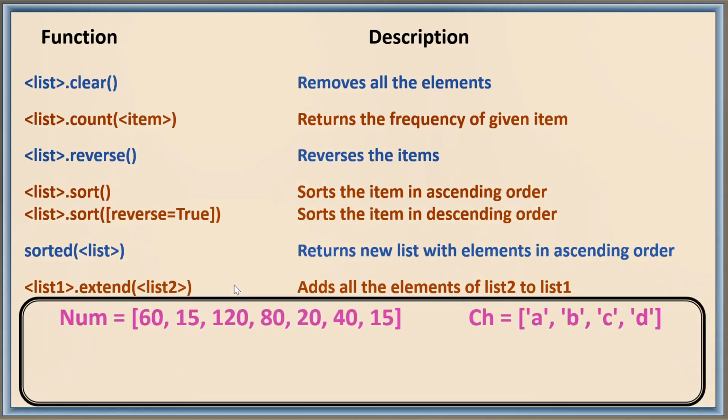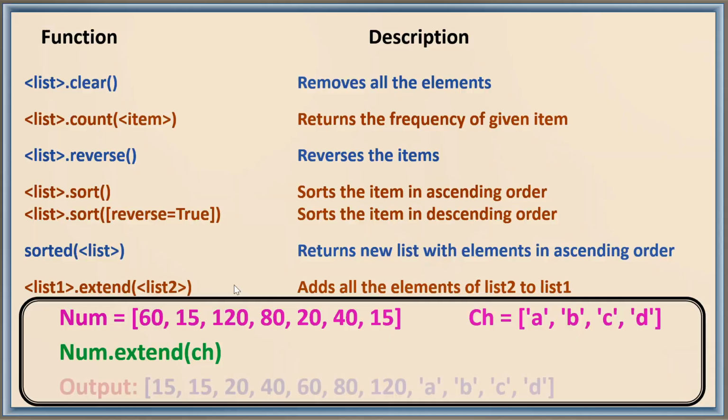For example, I have two lists. One is num, one is ch. If I give num.extend(ch), num gets modified into a new list where all the values of num and then all the character values are followed there.